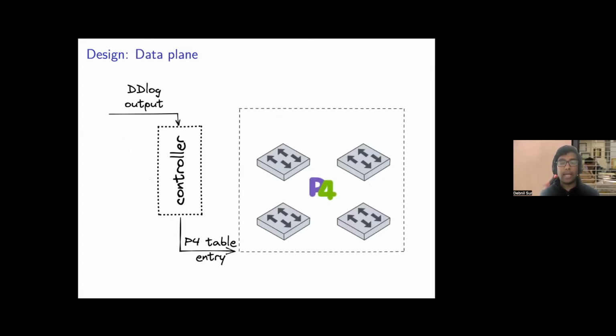Finally, the data plane processes user traffic. We program this with a P4 program. The NERPA controller gets output from the control plane, and these outputs represent new, incrementally designed table entries for the P4 switch. The controller then converts those into the format of P4 table entries. It installs them in the P4-enabled switch through the P4 runtime API.